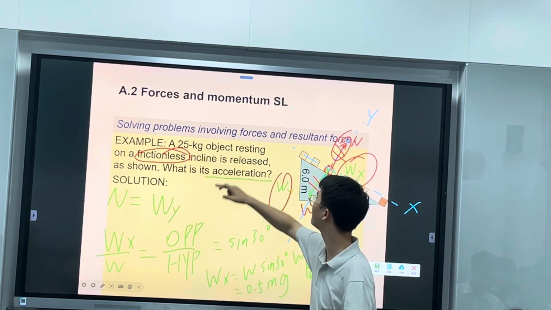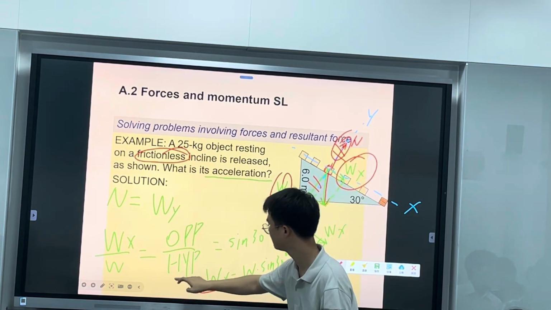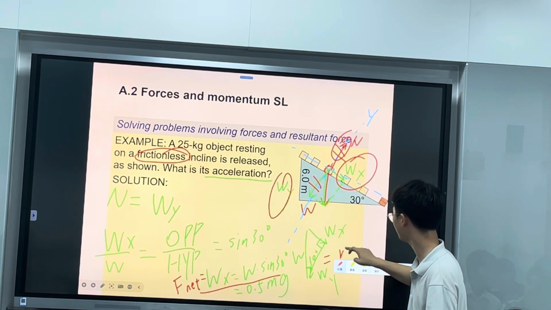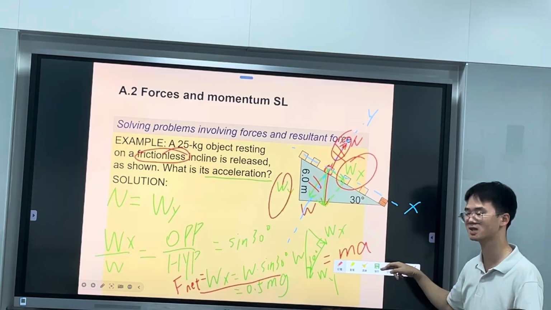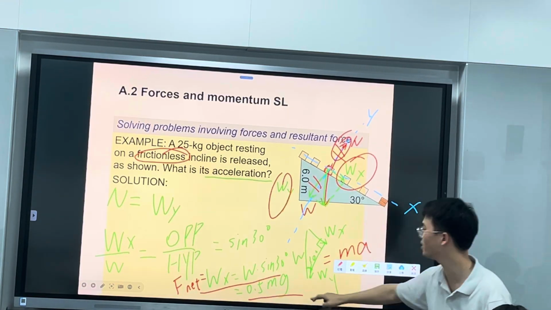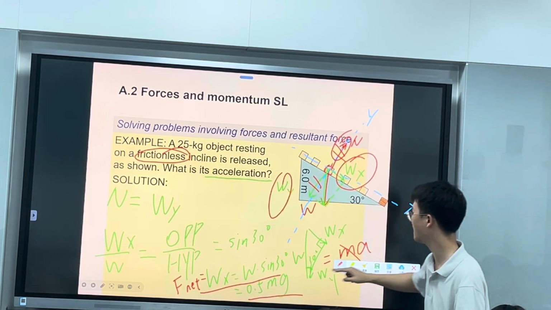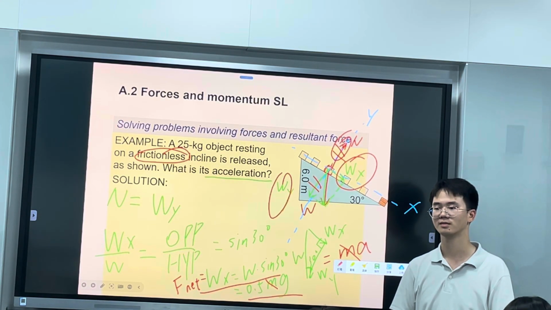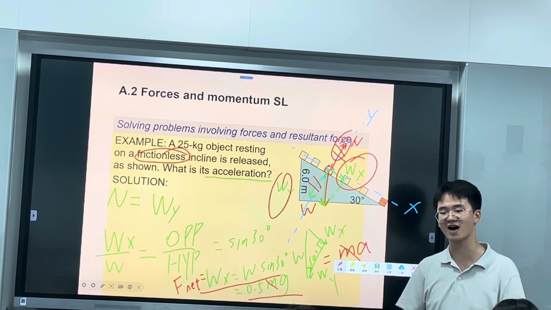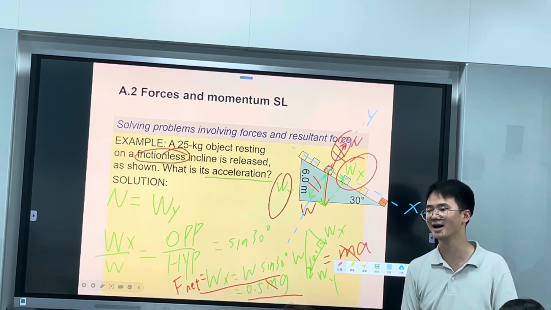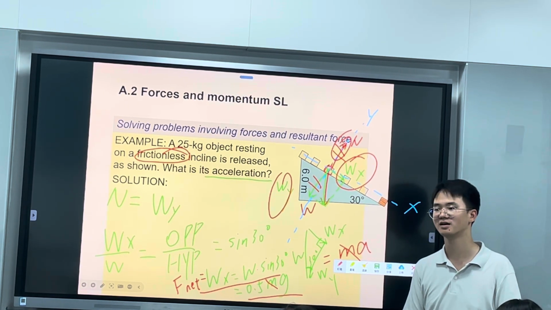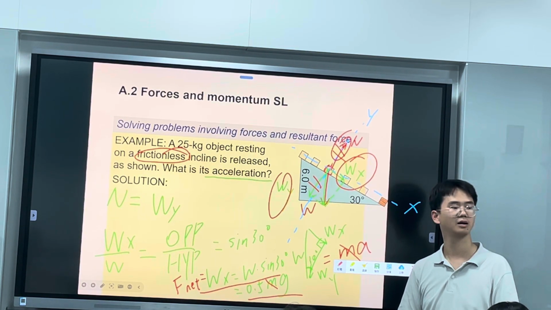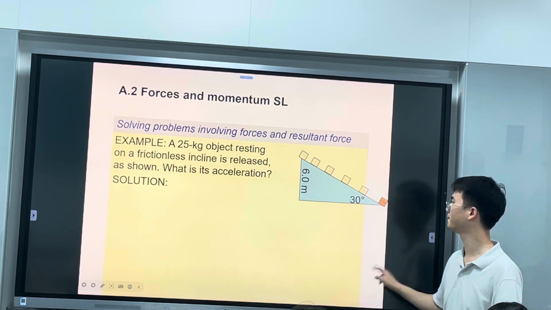So you actually got F net equal to Wx equal to ma. Net force equal to mass times acceleration. So 0.5 m equal to ma. M cancels out. So acceleration equal to 0.5 g. If g is 10, then acceleration is 5. If g is 9.8, then acceleration is 4.9. 4.9? No, it's not.